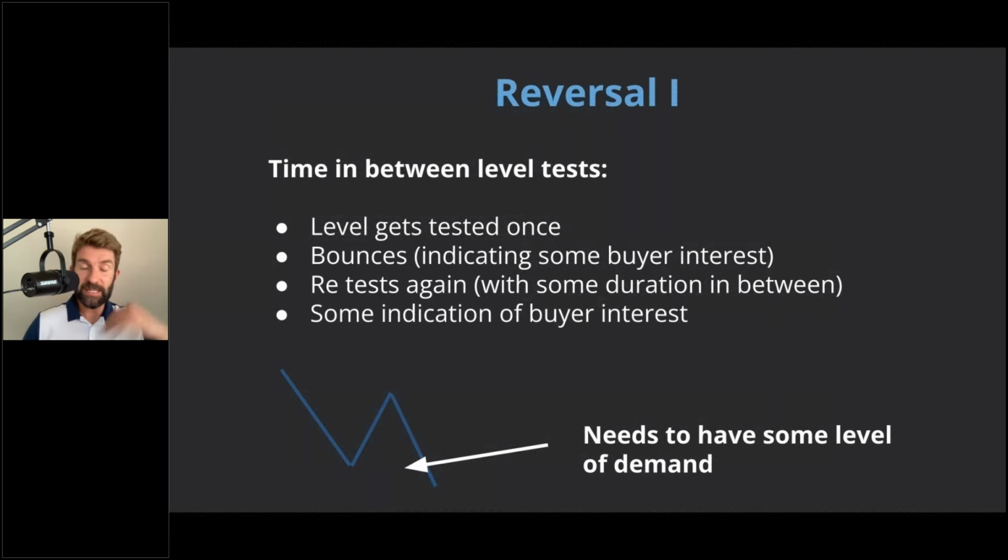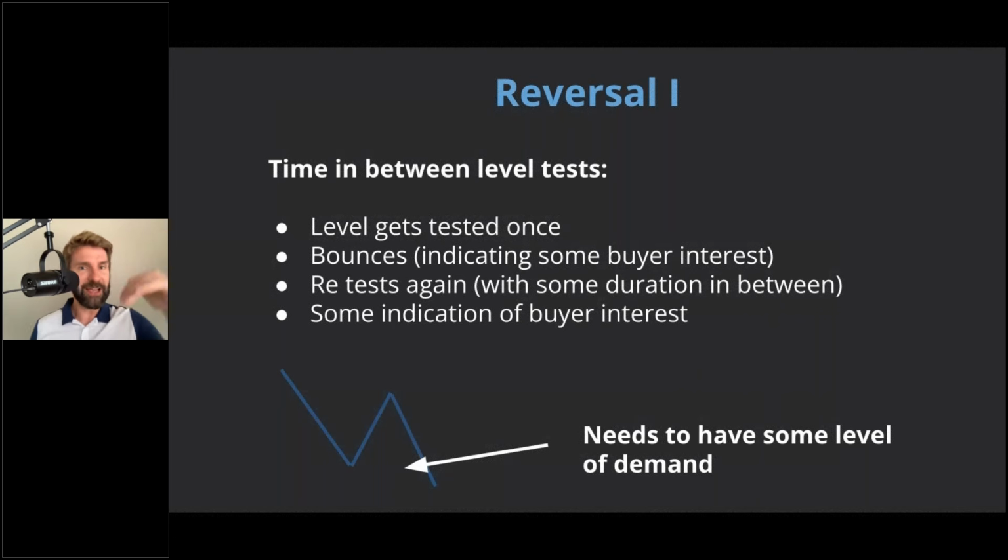It bounces, indicating some buyer interest. That's the important part, because if it bounces, you're showing that there's some demand there that's outstripping supply. We see a bounce, and we want to see the retest again. But this time, I want to see a bit of duration in between. If I see just a 5-minute bounce and straight back lower, that's indicating there's not much buying strength there. Sellers are still very, very aggressive.